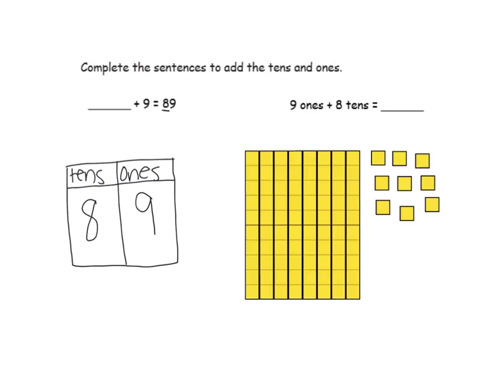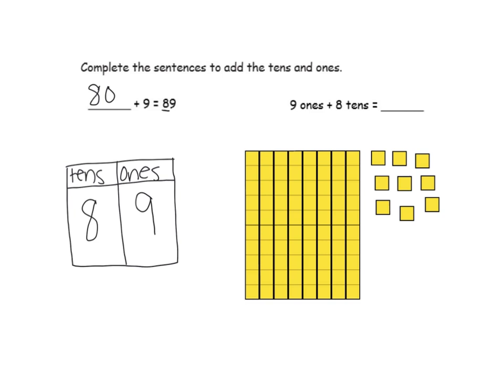We can use our number block pieces to help us visualize what we just wrote in our place value chart. We can see our 9 ones and our 8 tens, which are 8 long pieces. And if you remember from our previous problem, we can skip count this as 10, 20, 30, 40, 50, 60, 70, 80. That means for our equation, we would write 80. So 80 plus 9 equals 89.